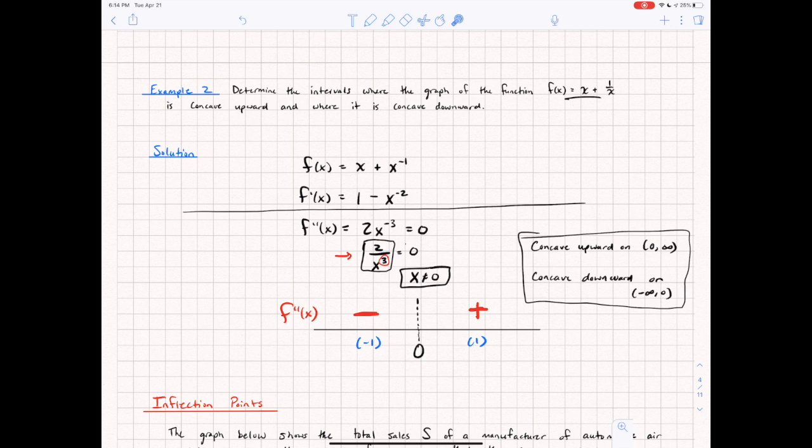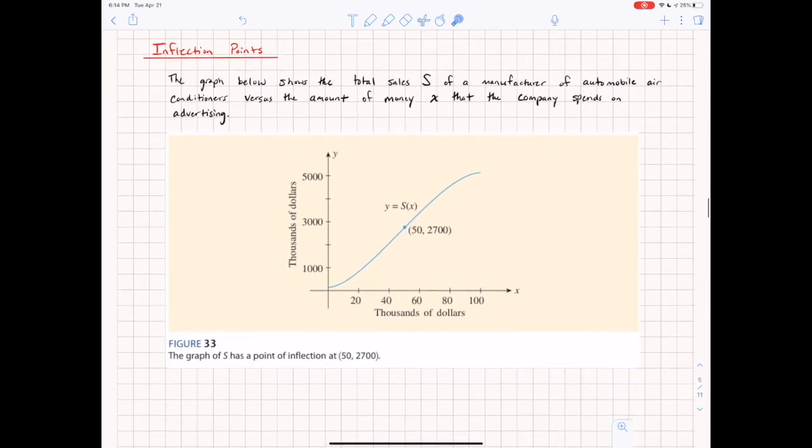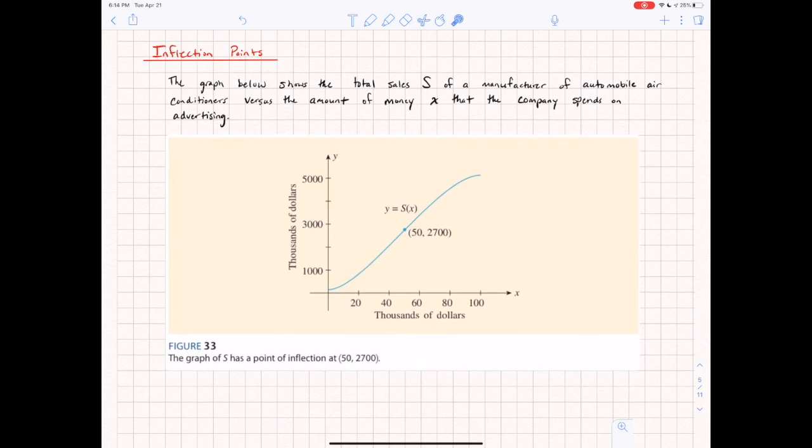And so that's going to take us into the second topic here, which is called inflection points. So just like how the first derivative had critical numbers, the second derivative has what's called inflection points. So to help lead into this, here's an application question. The graph below shows the total sales S of a manufacturer of automobile air conditioners versus the amount of money X that the company spends on advertising.